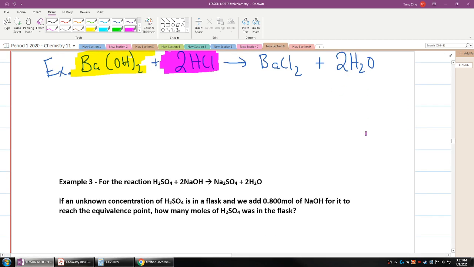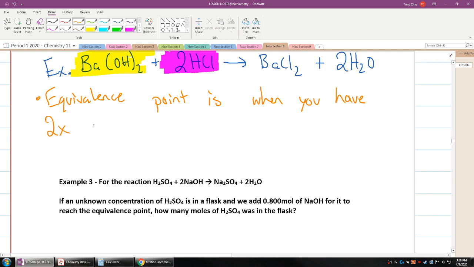So if I were to write this down, equivalence point is when you have 2 times the mole of HCl to barium hydroxide. That means you have twice the amount of moles of hydrochloric acid in that flask as you do barium hydroxide.